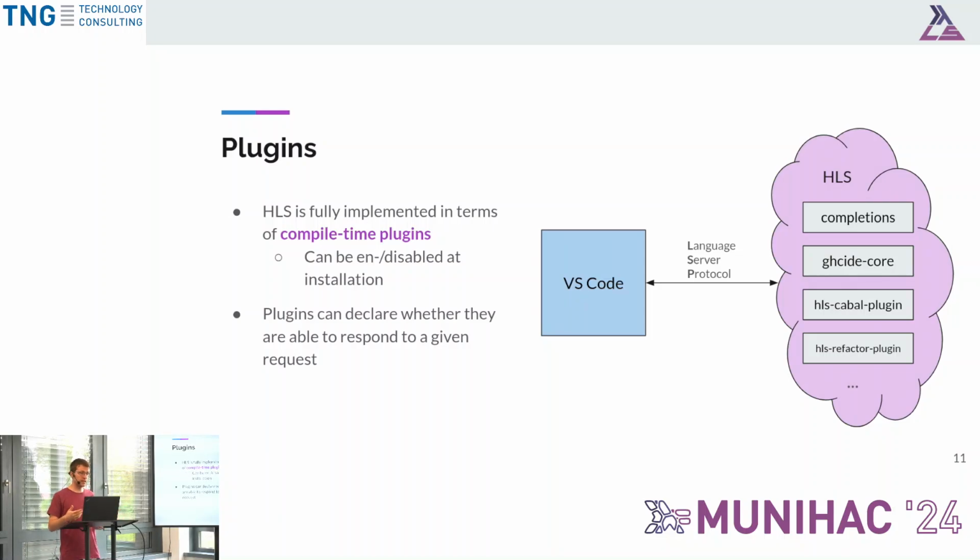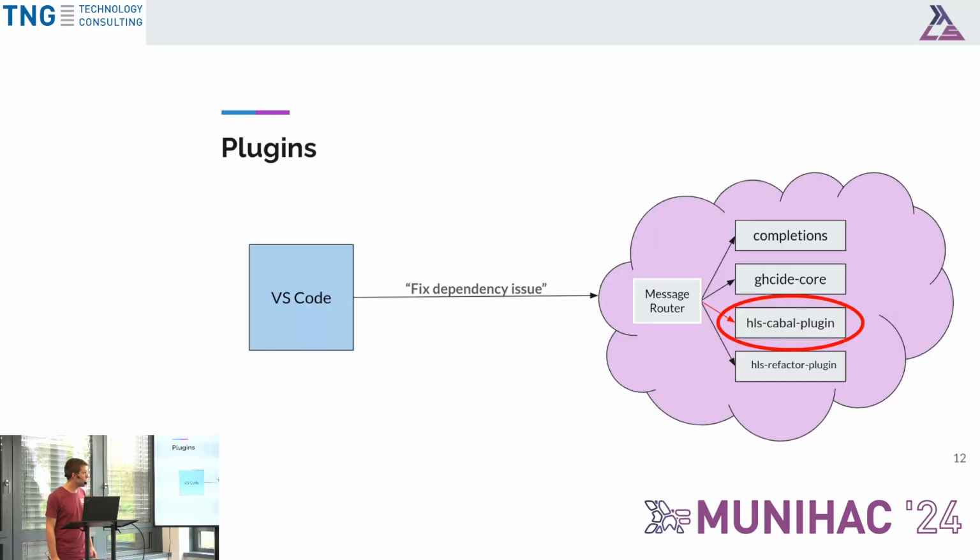And then we have dozens, like literally dozens of other plugins, such as the HLS refactor plugin, which takes care of certain refactorings. Plugins are also very nice for isolating certain components, and they can individually specify whether they can handle certain LSP requests. And what does it look like? When VS Code asks the language server whether there are any code actions available to fix this particular issue, what happens then?